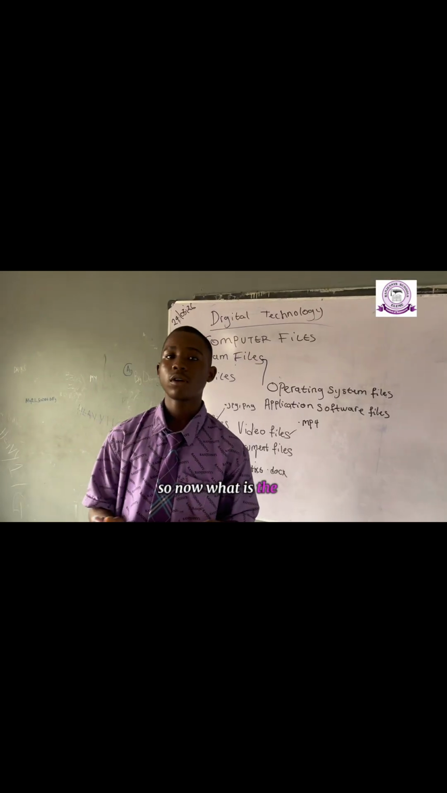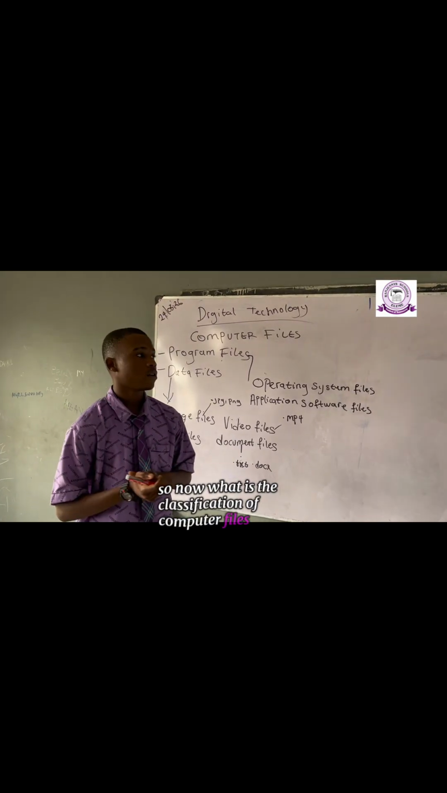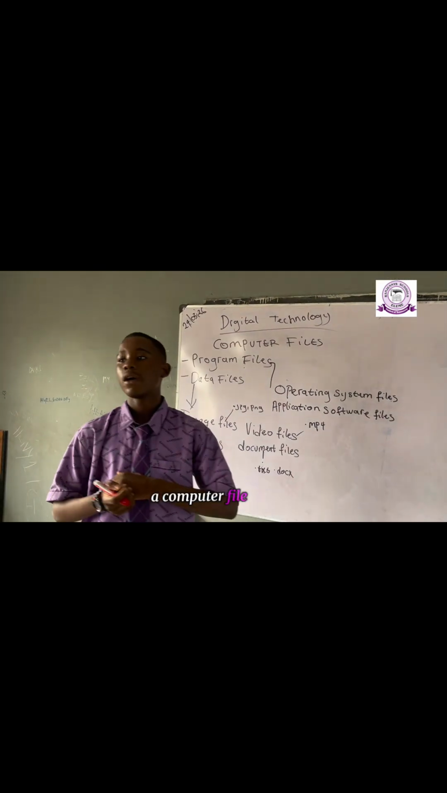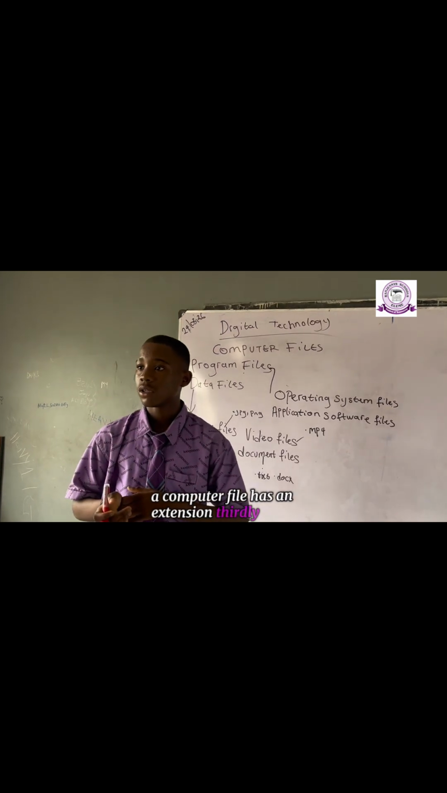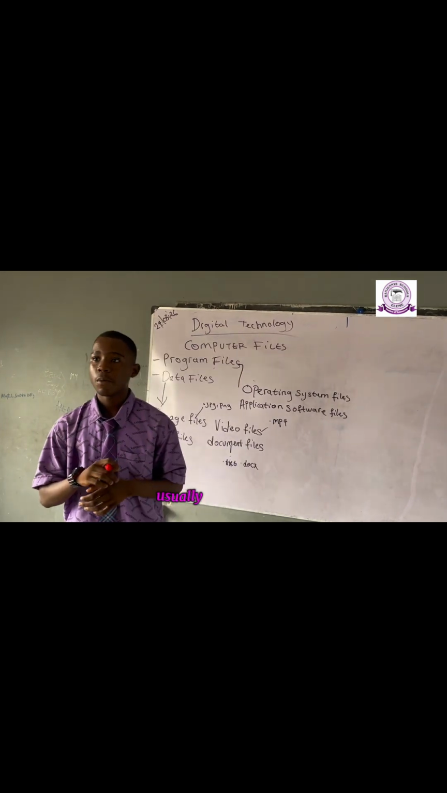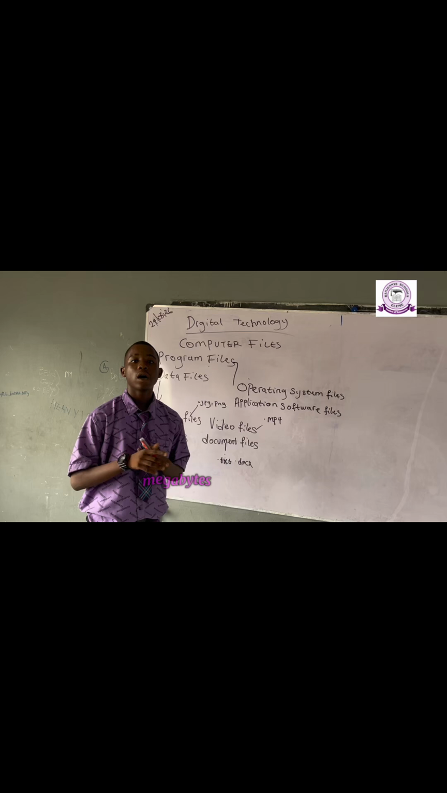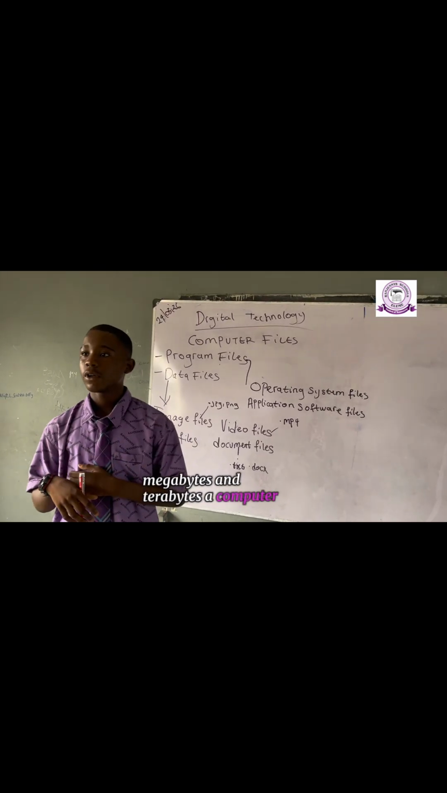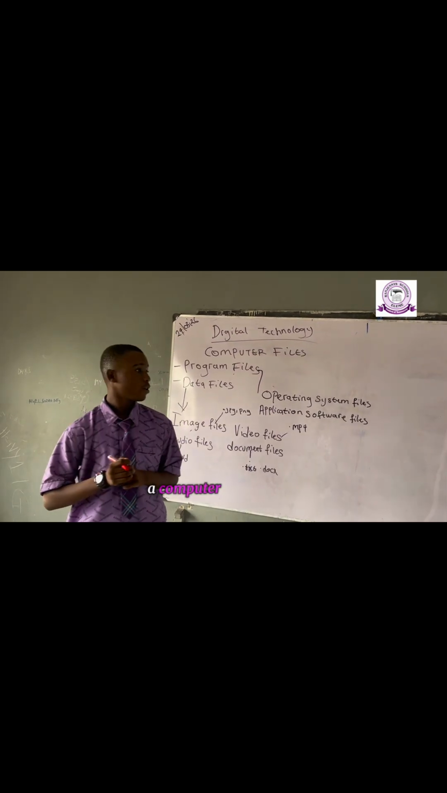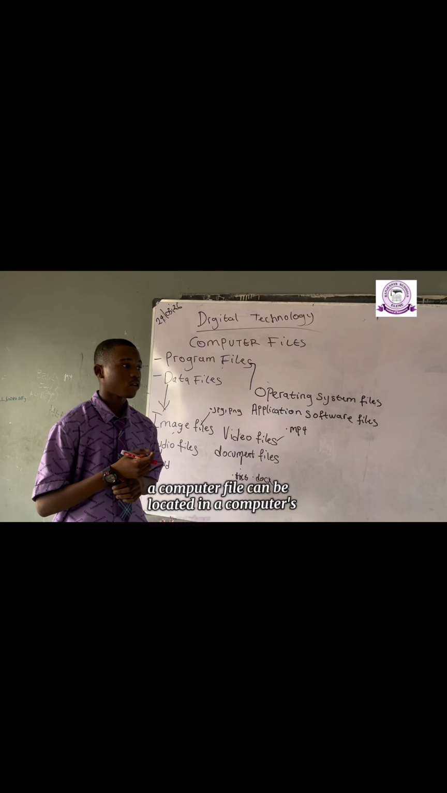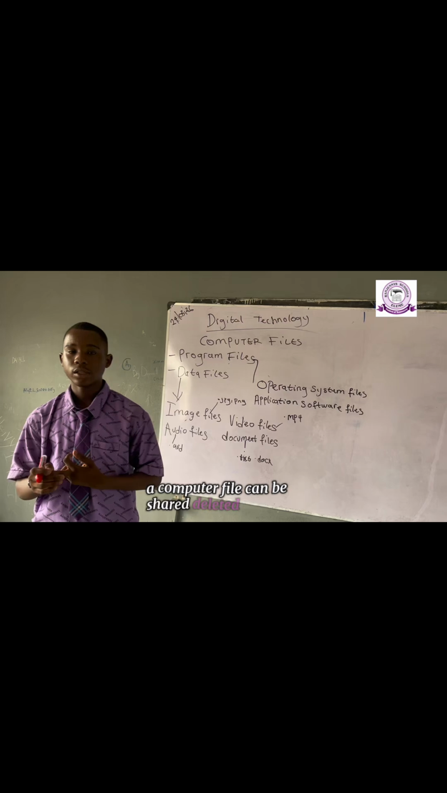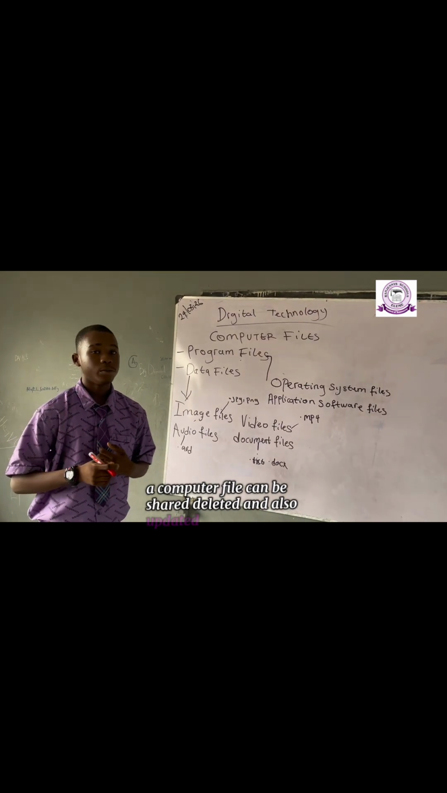So now I want to go through the characteristics of computer files. Firstly, a computer file has a name. Secondly, a computer file has an extension. Thirdly, a computer file occupies space and has a defined size, usually measured in kilobytes, megabytes, and terabytes. A computer file can be organized in a folder. A computer file can be located on a computer hard drive. A computer file can be shared, deleted, and also updated.